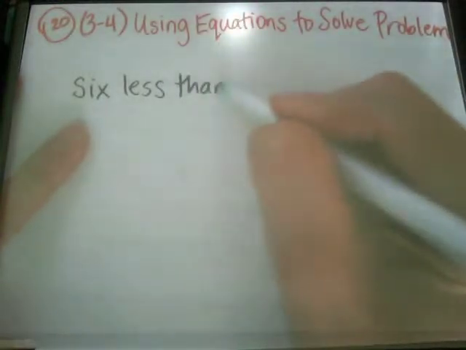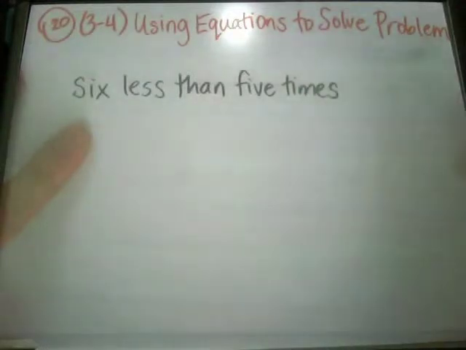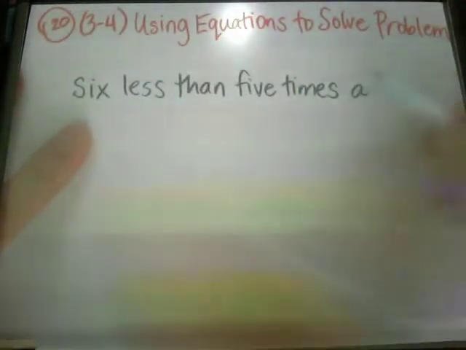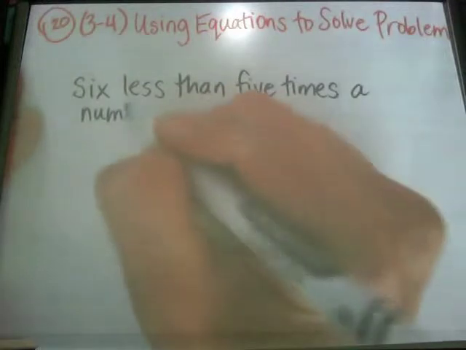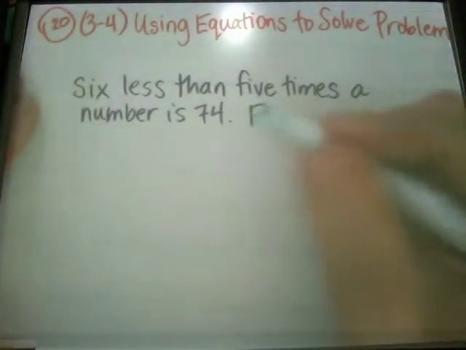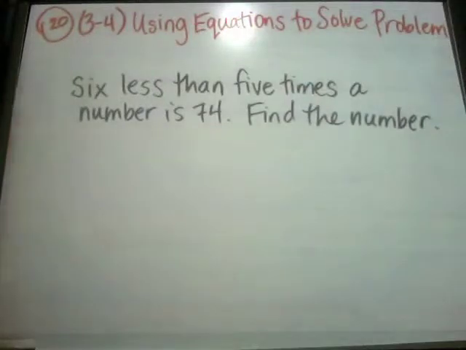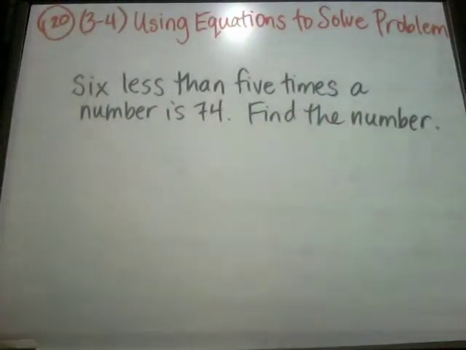6 less than 5 times a number is 74. Find the number. So you'll have some like this that are just a description of some kind of number. We'll translate the words into math to make an equation, and then we'll use our equation solving skills to get the answer.